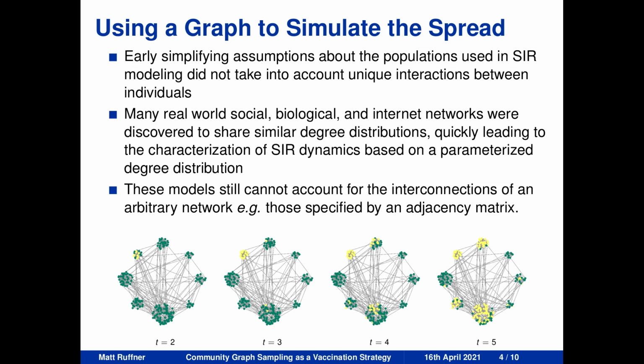Below is an example of a simulated diffusion process across a simple community graph. You can see the number of yellow nodes representing the infected individuals increasing with time from left to right, where at each time step, each node has a 50% chance of getting infected from any of its infected neighbors.